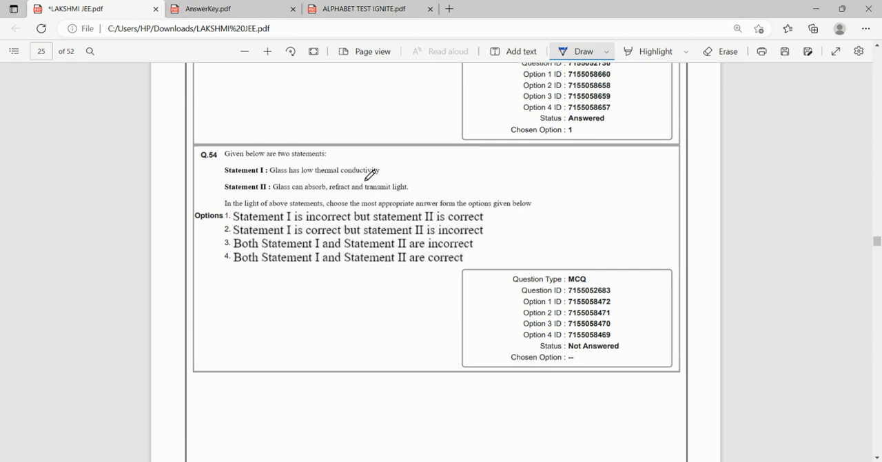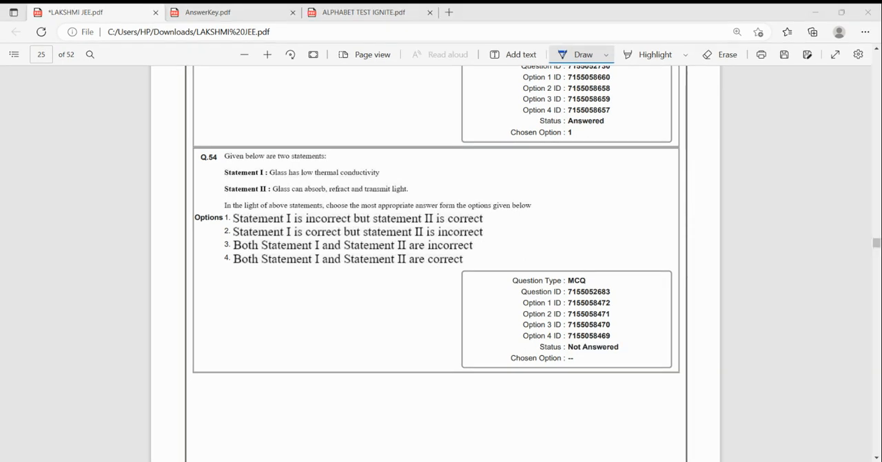Statement 1: Glass has low thermal conductivity. Statement 2: Glass can absorb, refract and transmit light. In the light of the above statements, choose the most appropriate answer from the options given below. So there is no connection between the first statement and the second statement. Actually, thermal conductivity means heat transfer. Glass has low thermal conductivity, so that is okay.